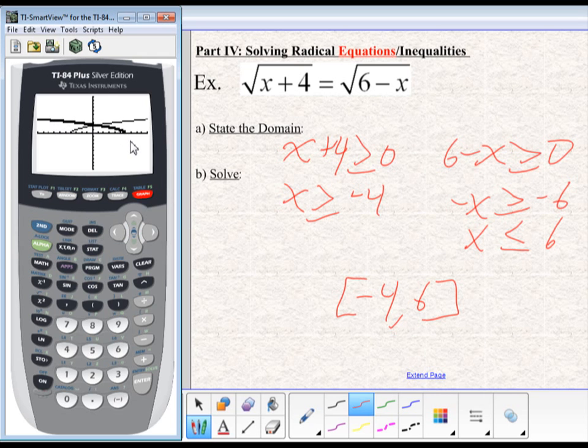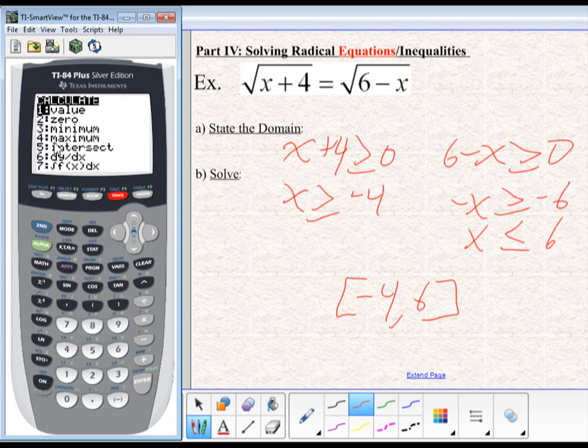Well, what's the question asked? The question's asking, when are they equal? They're equal right here somewhere. How can we figure out exactly where? Well, you could zoom in a little bit when you change your window, but really we just want to find the intersection. So let's calculate the intersection.